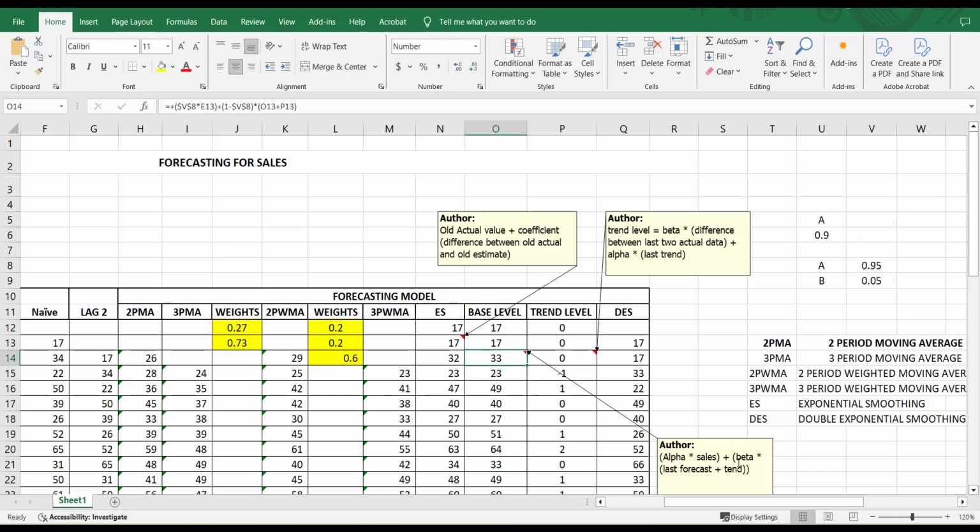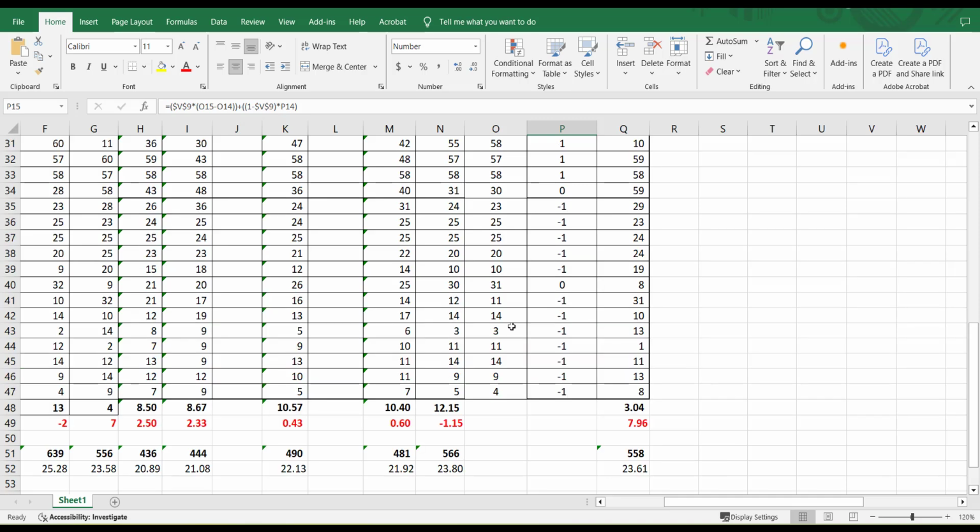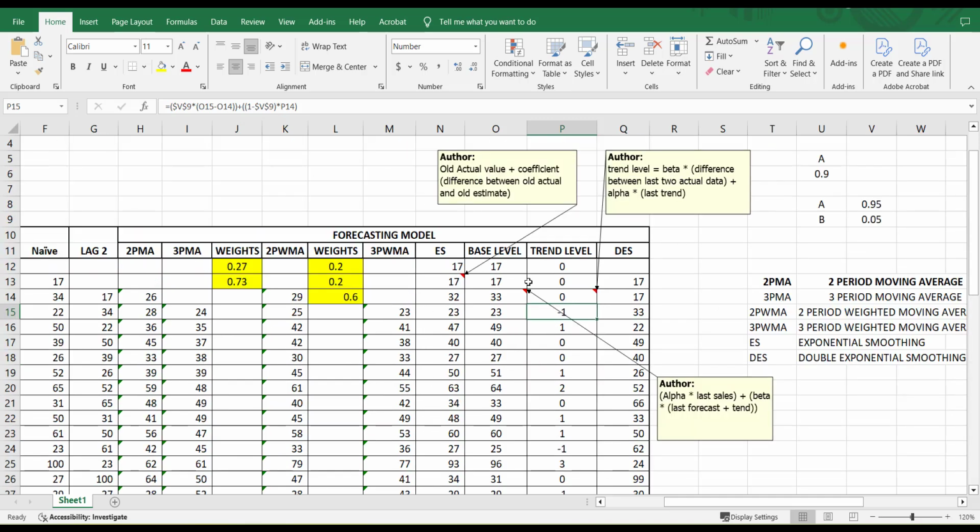So it adds the correction for the previous sales, so it is last sales plus beta into what was the last forecast and what was the trend. And the double exponential smoothing is just the sum of those values. So it gives you this forecast and this answer. The link for this file will be shared in the comments.